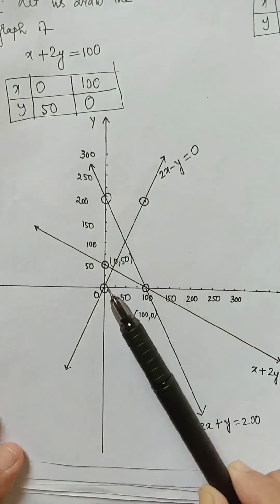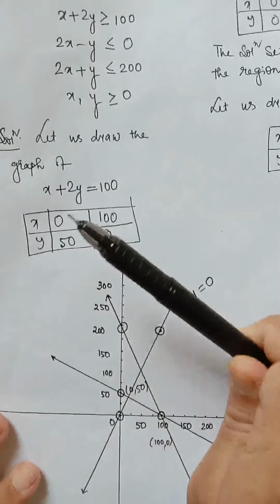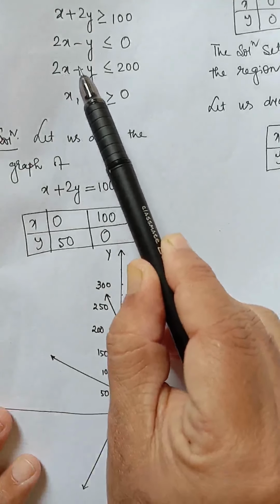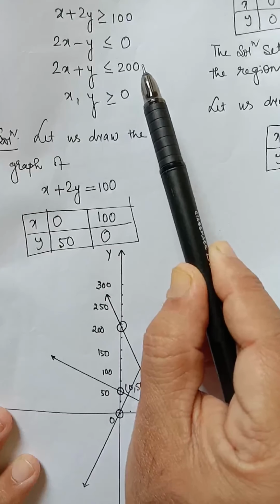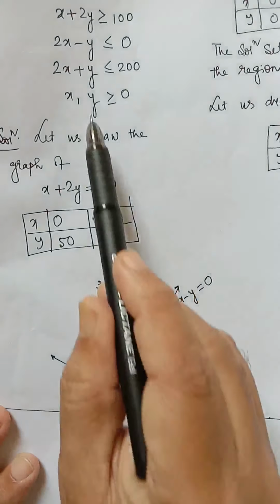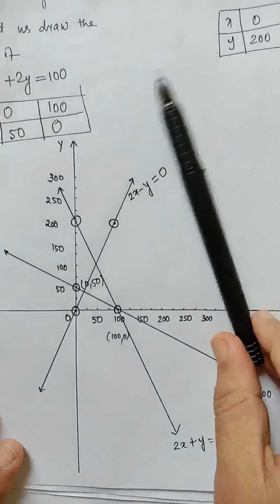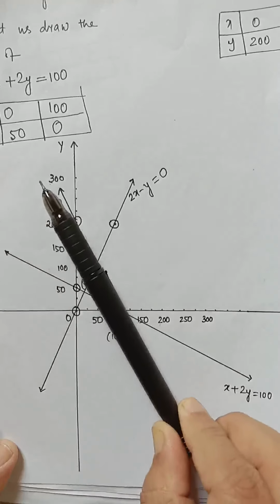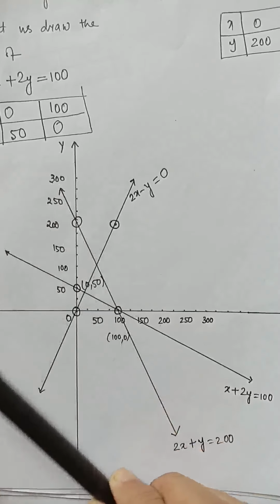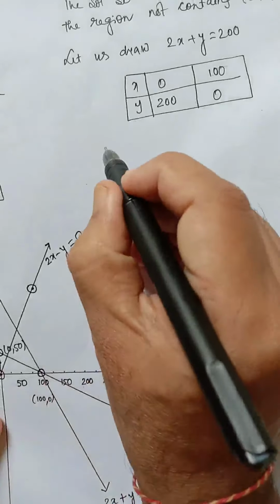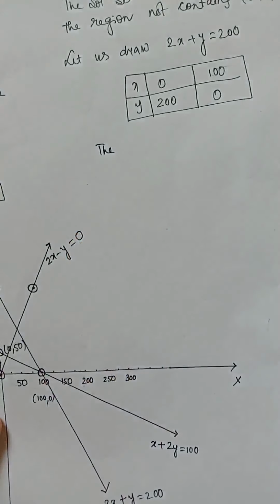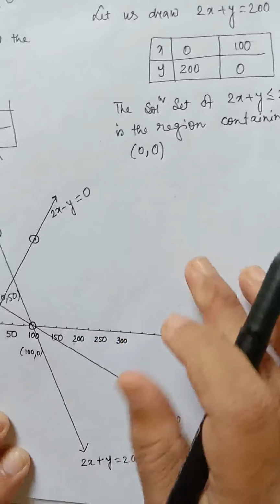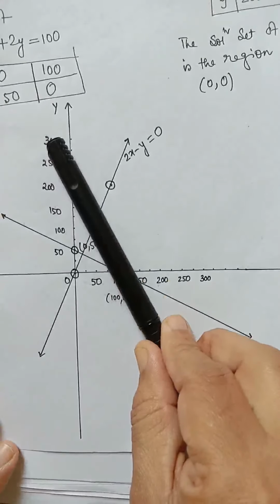Okay, now if we put x equal to 0 and y equal to 0 in the third inequation, we get 0 less than 200, which is true. That means (0, 0) satisfies this inequation. So the solution set of this is the region containing (0, 0). So I will mention here the solution set of 2x plus y less than or equal to 200 is the region containing (0, 0).